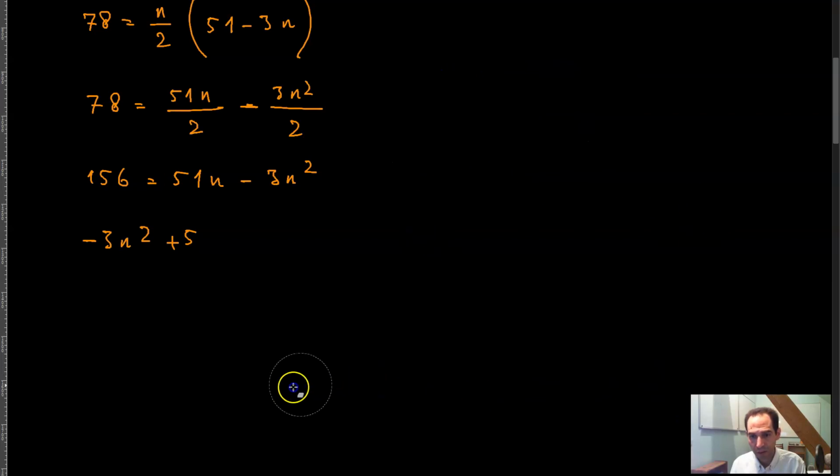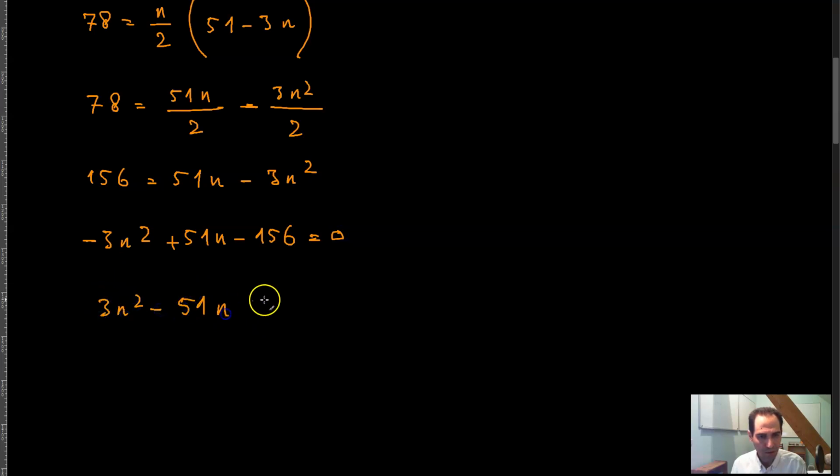Otherwise, it shouldn't be that hard. Okay, so that's negative 3n squared plus 51n minus 156 is equal to 0. That means that 3n squared minus 51n plus 156 is equal to 0.